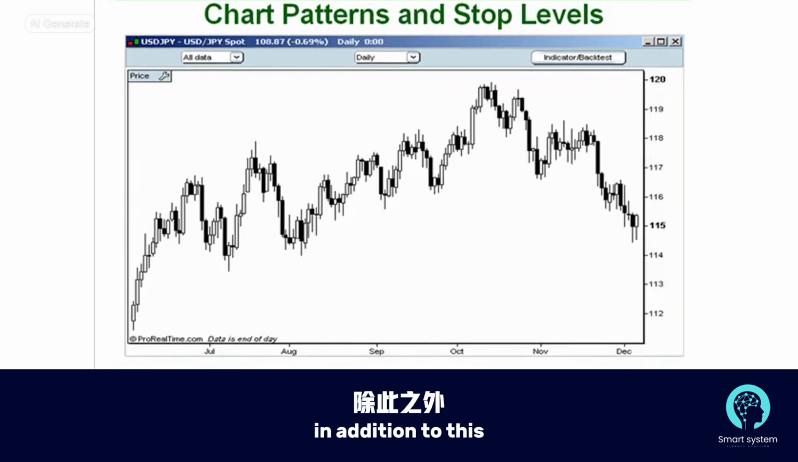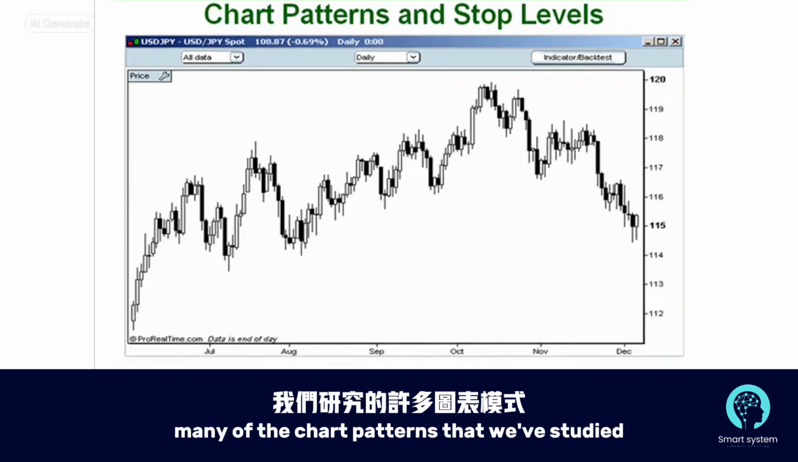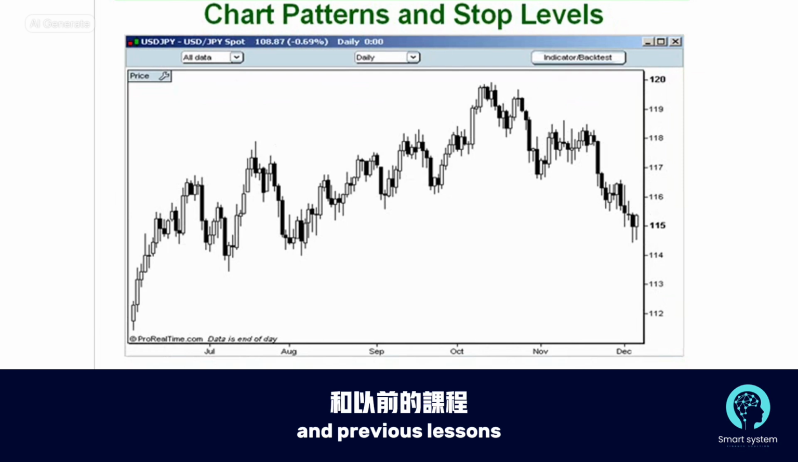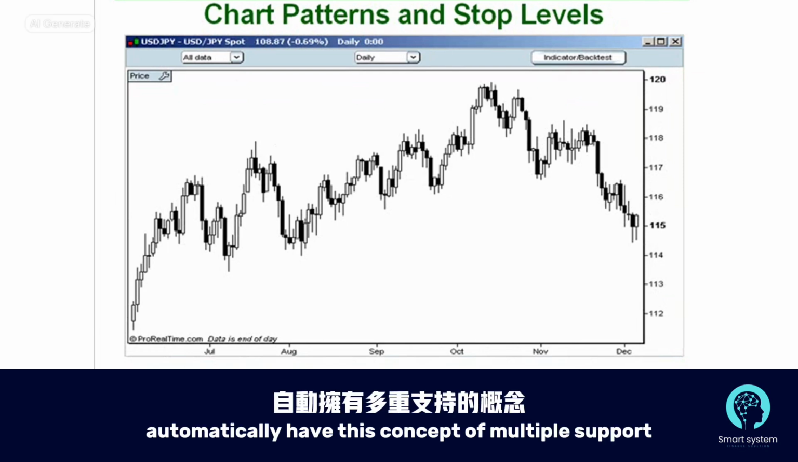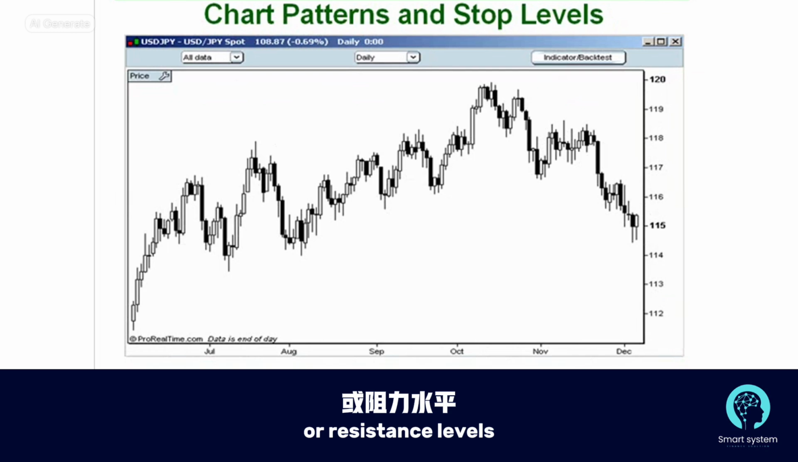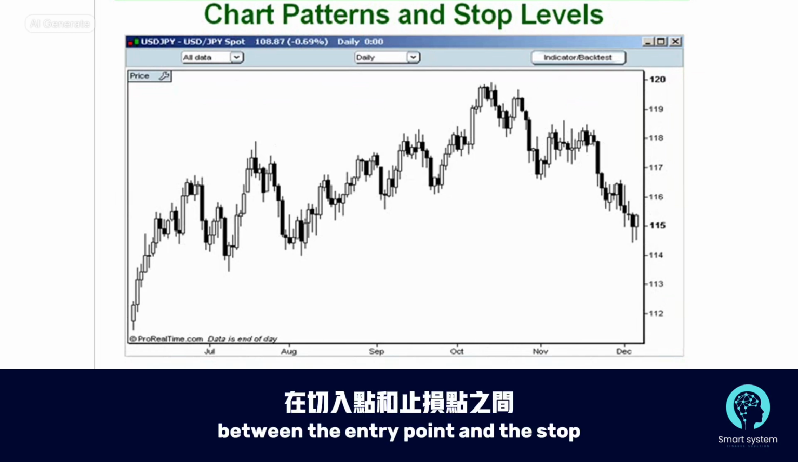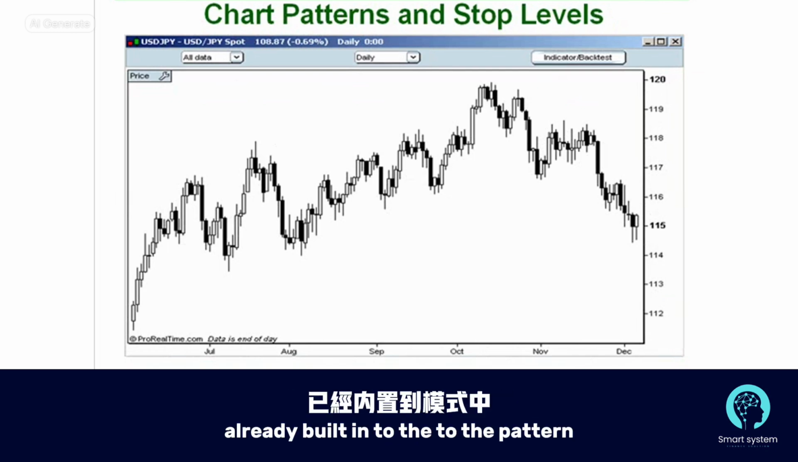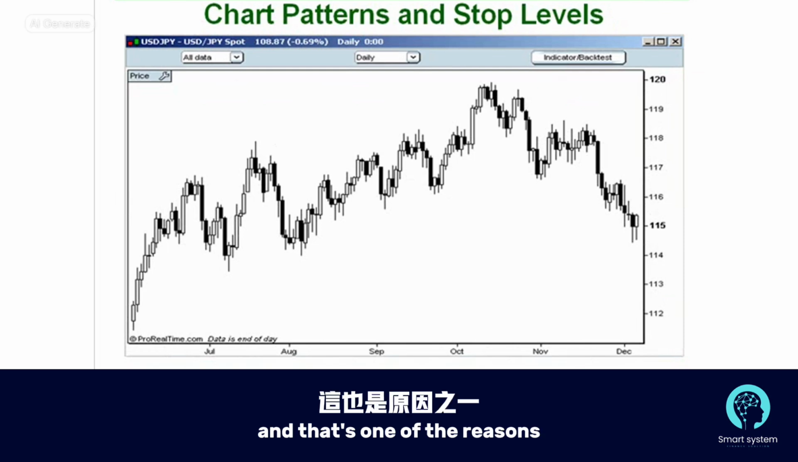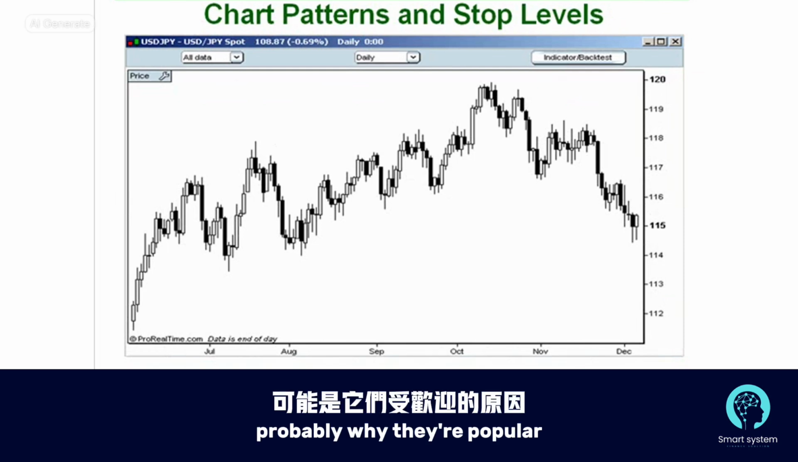In addition to this, many of the chart patterns that we've studied in previous lessons automatically have this concept of multiple support or resistance levels between the entry point and the stop already built into the pattern. And that's probably one of the reasons why they're popular.